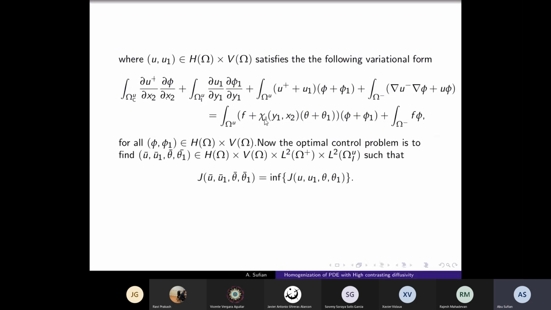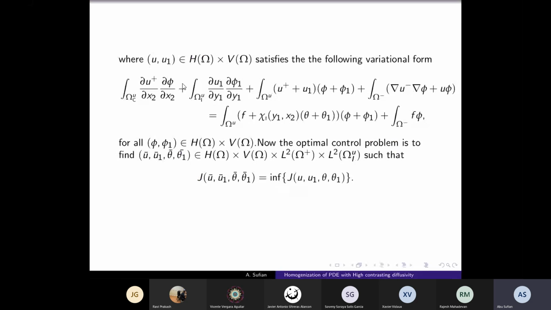So for this case, the limit optimal control problem is: find u bar, u1 bar, theta 1 bar belonging to H omega V omega cross L2 omega cross L2 omega I u, such that J evaluated at u bar, u1 bar, theta 1 bar is the infimum of J over u1, theta 1, where u1, theta 1 satisfy the above state equation.